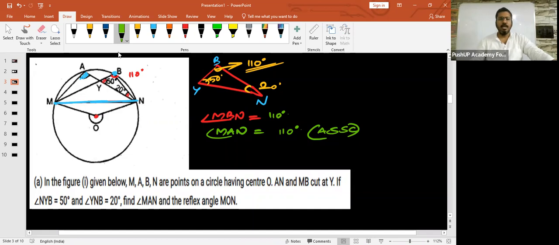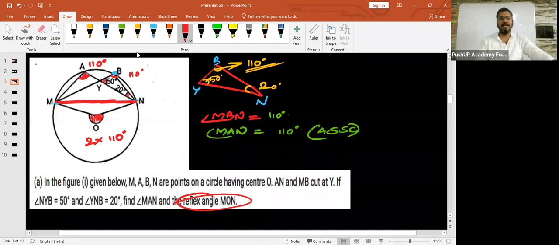Okay. Now they are asking us to find what is reflex angle MON. So you have to apply the reflex angle property, right? This chord MN was subtending how much on the circumference in the minor segment? It was 110 degree. So the same chord MN will be subtending how much as a reflex angle at the center? The double of 110 degree. So that is equal to 220 degrees.